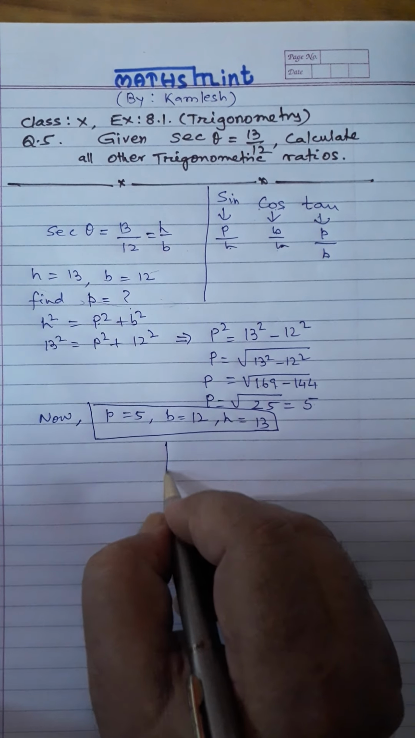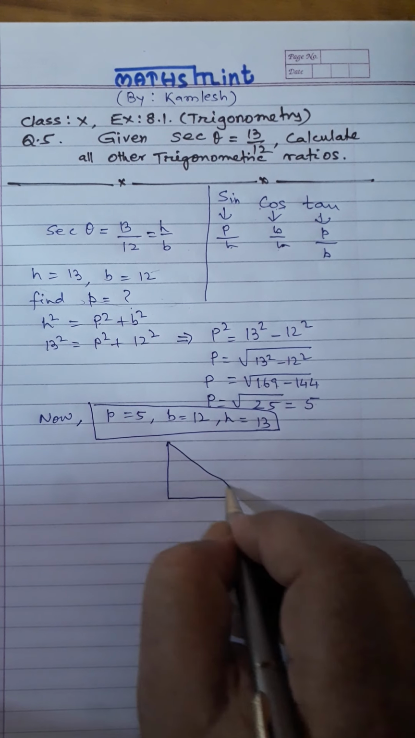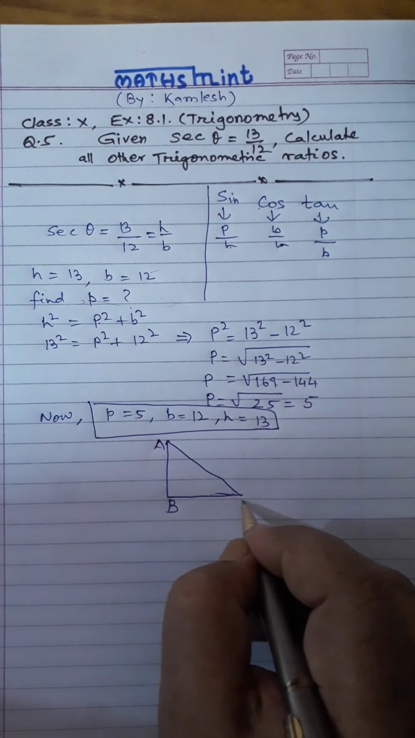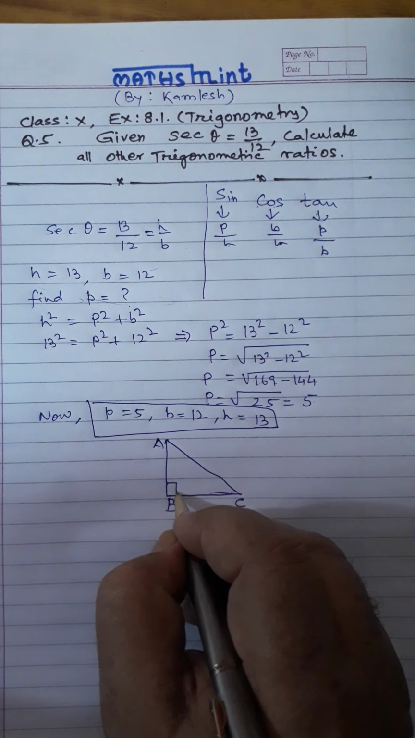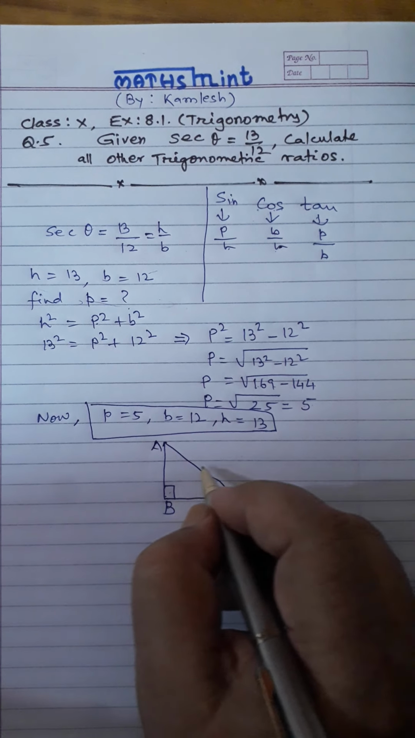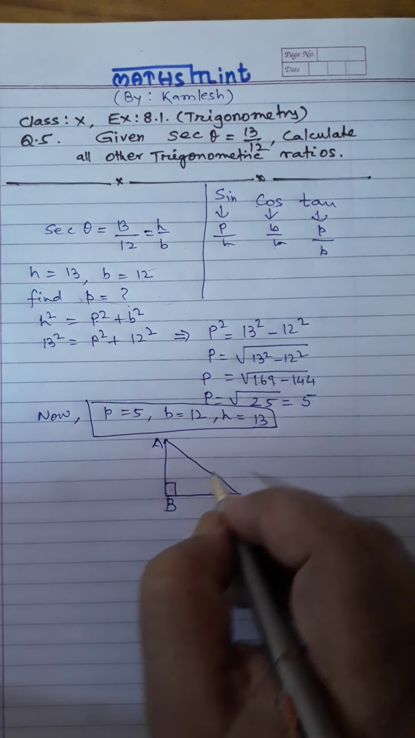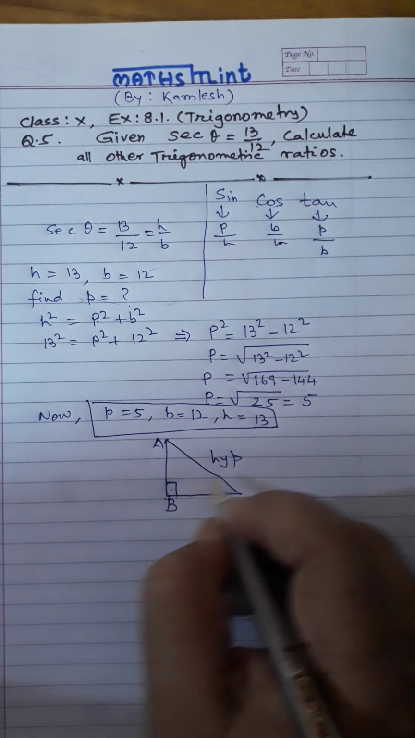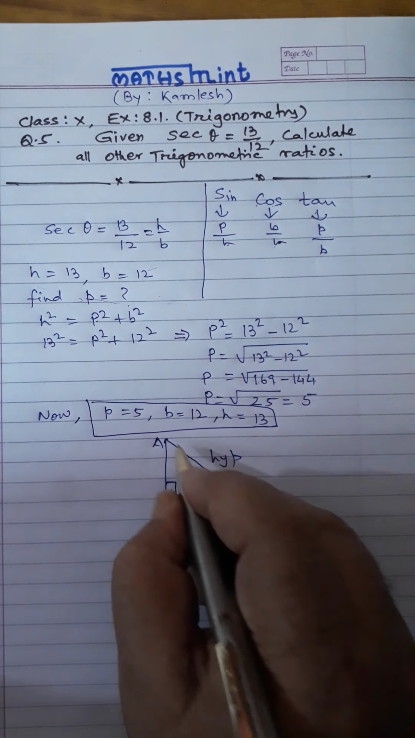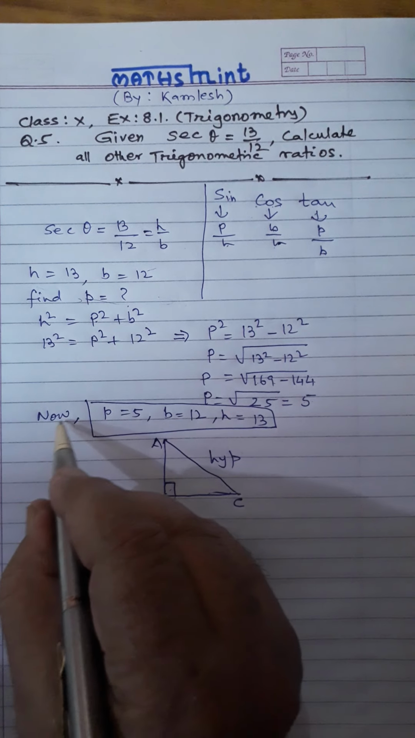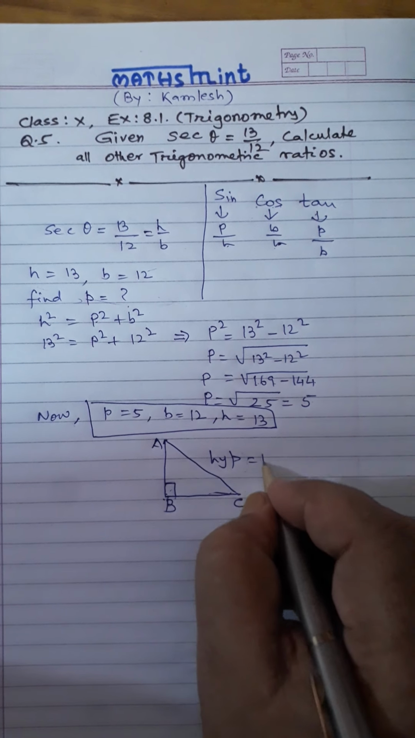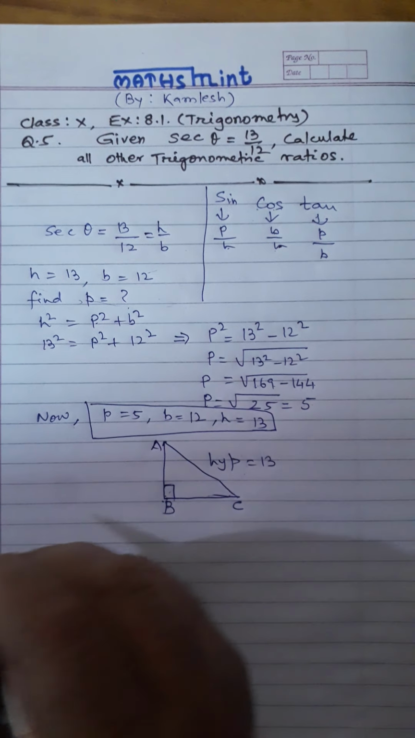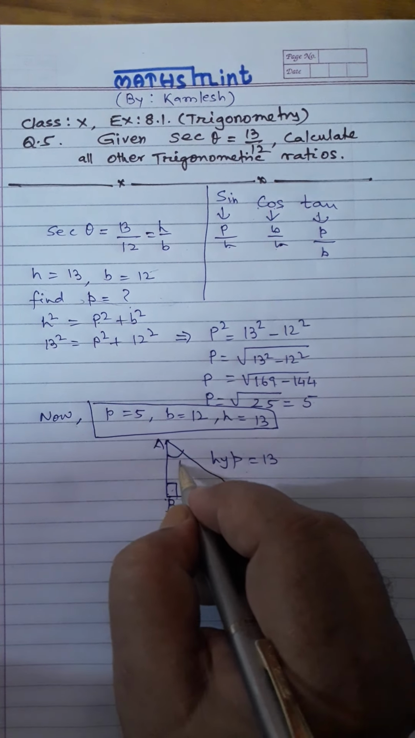Now draw a right angle triangle. This is right angle triangle A, B, C. At B it is right angle, so AC will be opposite of the right angle, will be hypotenuse, right? Opposite of right angle is called hypotenuse. You may know it is the largest side. So H is equal to 13. AB, B is equal to 12. This is angle A, this is theta.